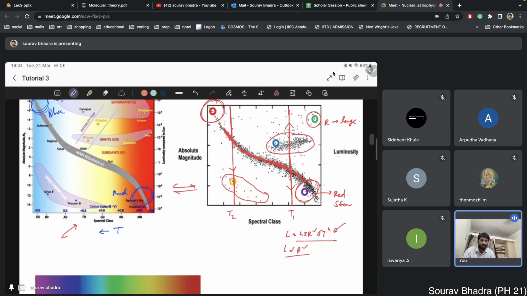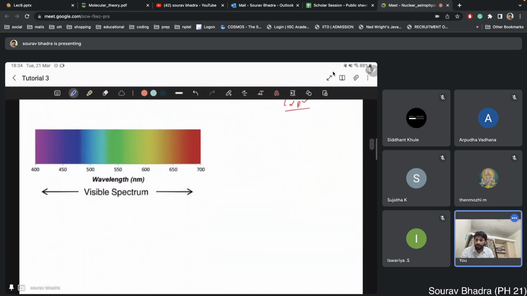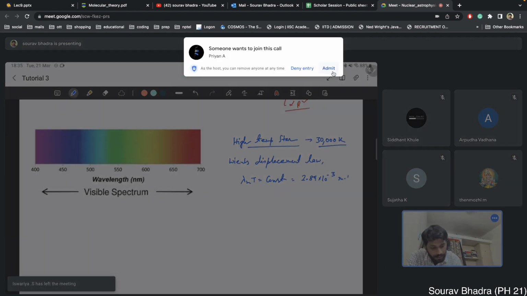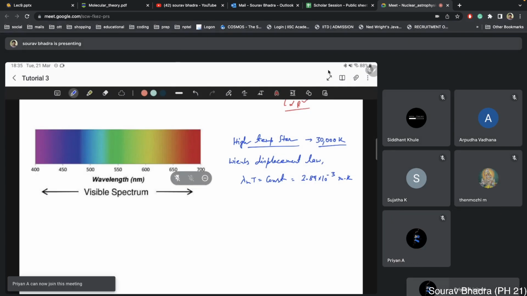I think you have already done it, but as my duty I will do it. So suppose you are going to the high temperature star. High temperature star means roughly I am taking 30,000 Kelvin. That's one value to calculate. Now according to Wien's displacement law, which I told you in black body radiation, lambda_max times T is constant, and its value is 2.89 times 10 to the power minus 3 meter Kelvin. So this is the value.